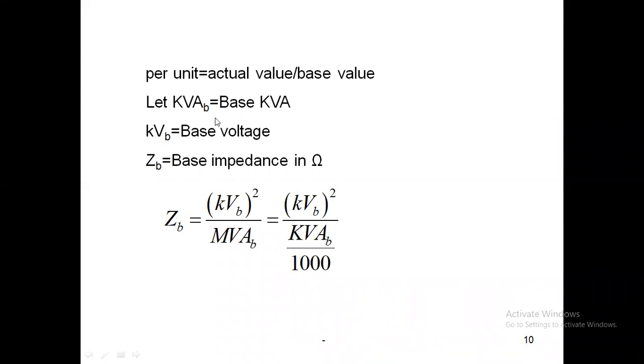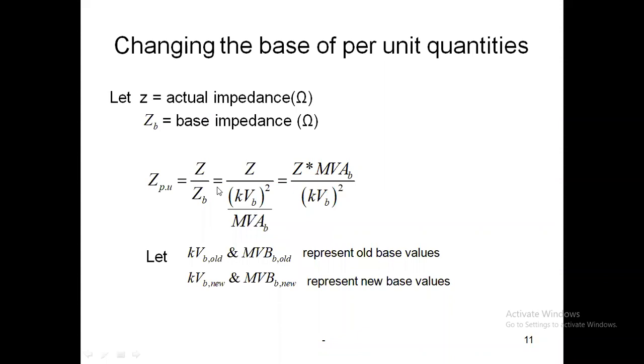So if you get the base kV and the base kVA of the power system, then you can calculate the base impedance. And when you divide the actual impedance of any component by this base impedance, you will get the per unit impedance of that component.